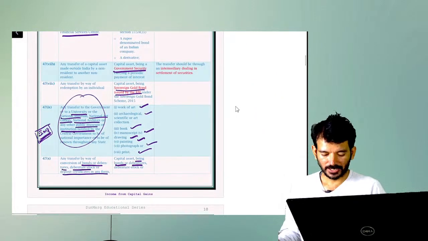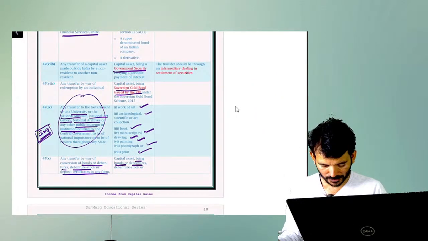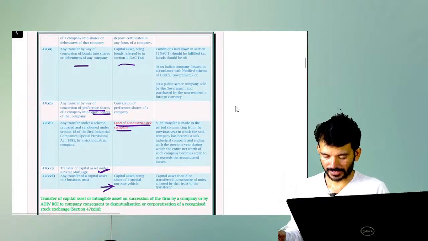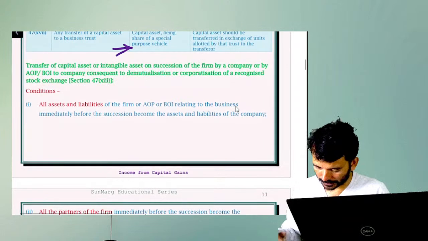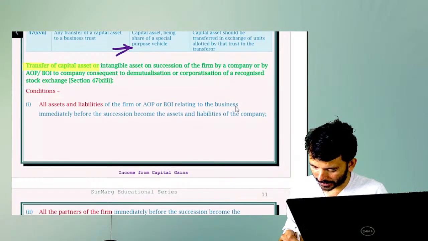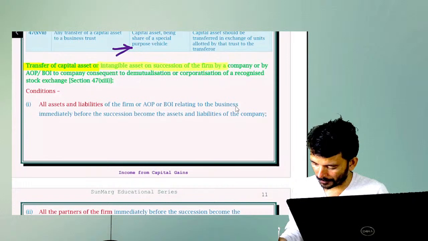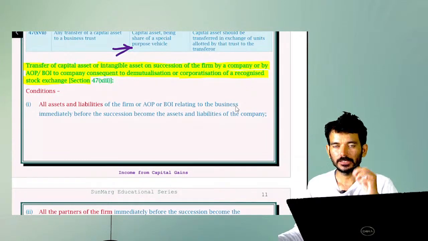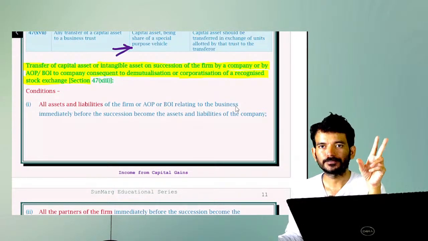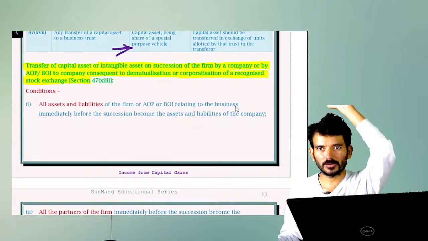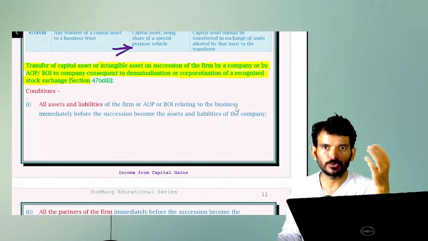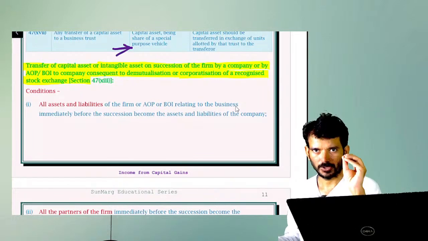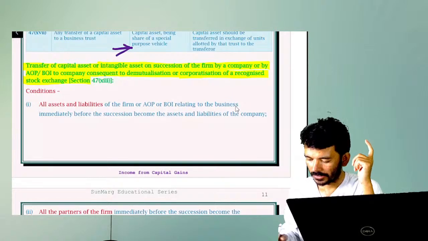Okay, so that is your section 47. What I have discussed so far is not a transfer. Now we'll go to a few more things. Transfer of a capital asset or intangible asset on succession of a firm by a company or AOP or BOI to a company consequent to demutualization or corporatization of a recognized stock exchange. Okay, whatever it is. But now the question is, you are having a firm or AOP or BOI. See, this used to be a long time back, but we can use the same provisions for anything. You are having a firm, an AOP, or a BOI.